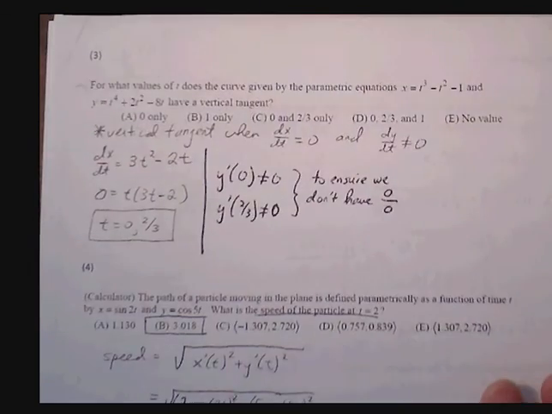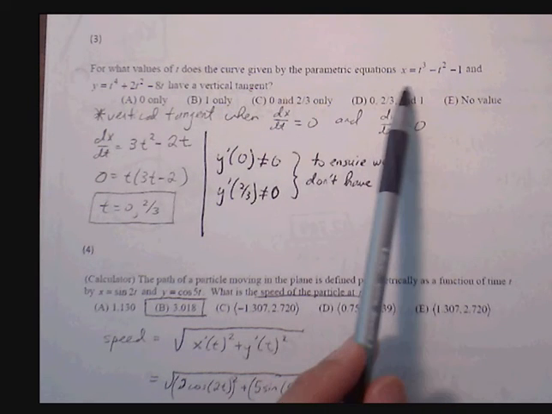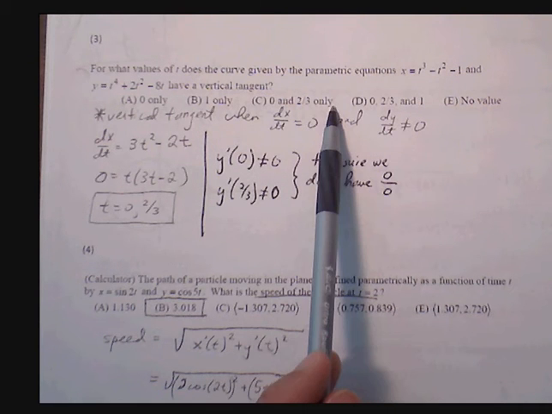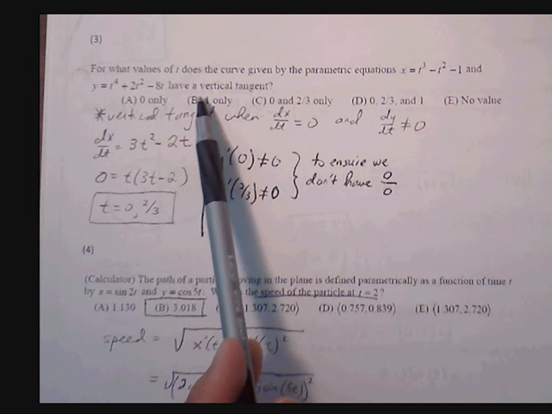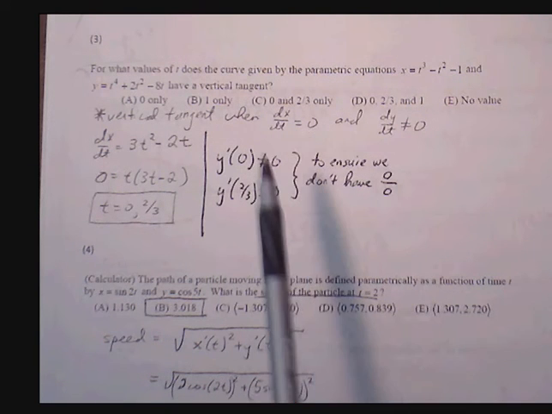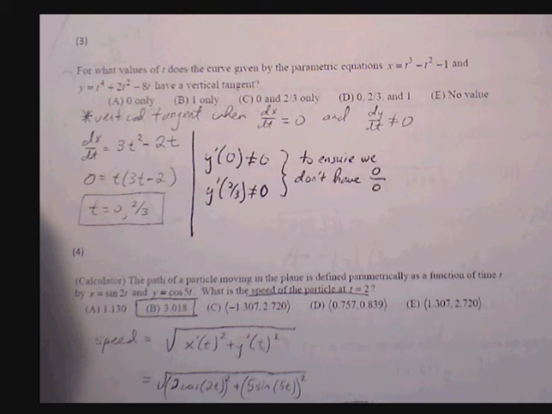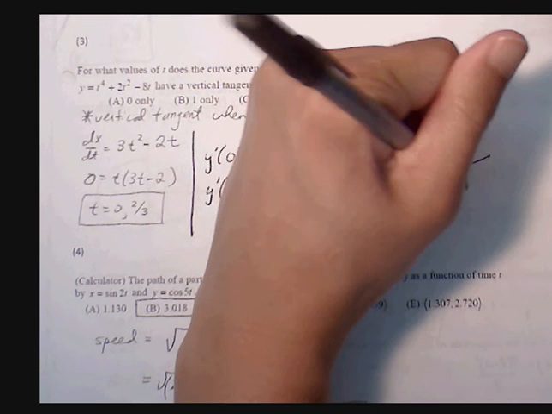Okay, back page. Number 3. For what values of t does the curve given by the parametric equation have a vertical tangent? We know a vertical tangent will occur when dx over dt is equal to 0. Vertical tangent is where the denominator of the slope formula is equal to 0. So we know the slope formula is dy/dt over dx/dt.